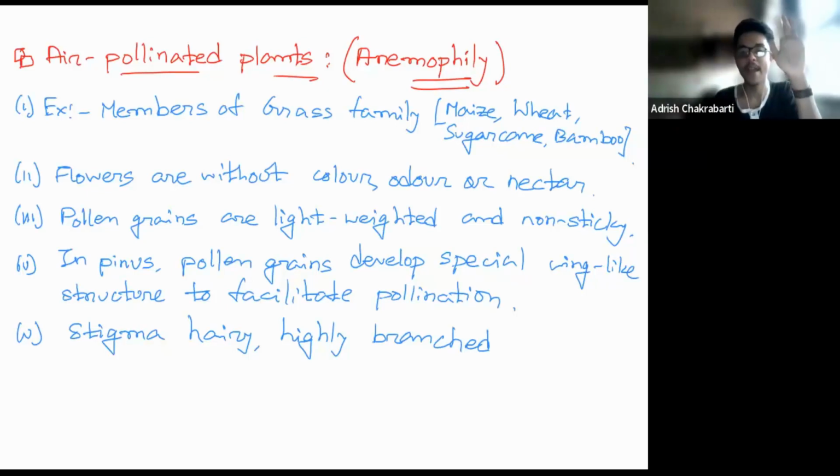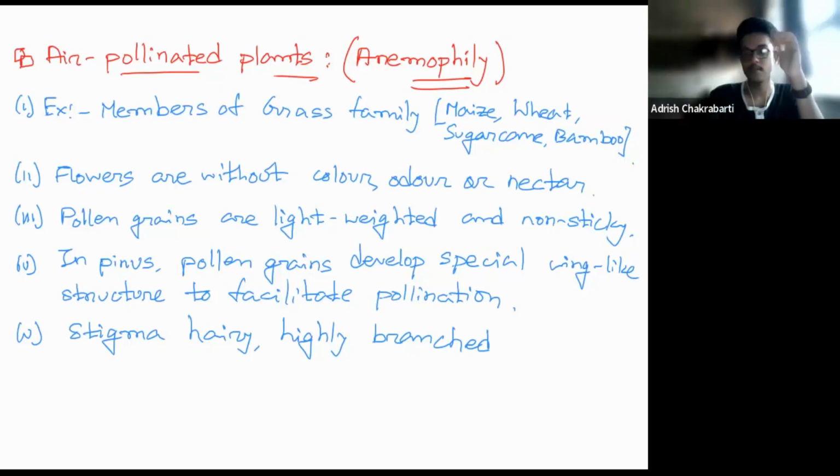But if now it is hairy and highly branched, so this is now my stigmatic surface. Now wind is flowing. See, I'm being able to cover a greater area. This amount of wind is flowing, and all of them are carrying pollens. So because of having hairy and highly branched stigma, I have a greater chance of grabbing the pollen grains.